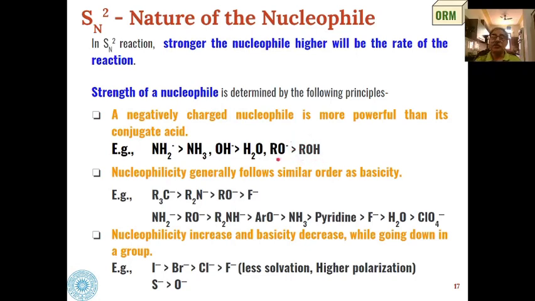Then nucleophilicity generally follows the same order as basicity. These types of carbanions, that is trialkyl substituted, will be more nucleophilic than dialkyl amines. So basically, as we move across the period, the electronegativity increases and nucleophilicity decreases. So this will be more nucleophilic than this, than this, than this.